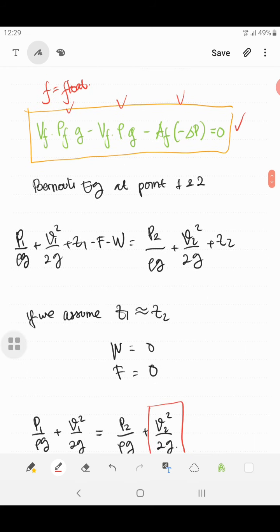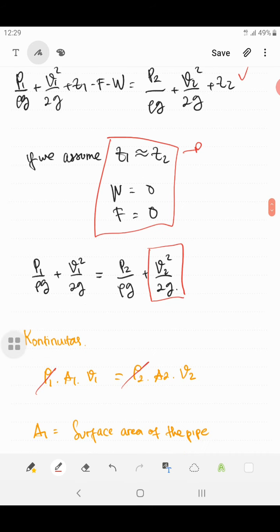Nah, kalau untuk 1 dan 2 kita buat persamaan Bernoulli-nya jadi seperti ini. Dan kalau kita asumsikan seperti ini di mana Z1 sama dengan Z2, kenapa Z1 sama dengan Z2? Karena kita asumsikan ketinggian dari metering float itu sangat kecil sekali, sehingga bisa kita asumsikan selisih antara Z1 dengan Z2 itu mendekati angka 0. Ya. Kalau itu dibandingkan dengan perkalian yang lainnya yang mencapai ribuan.